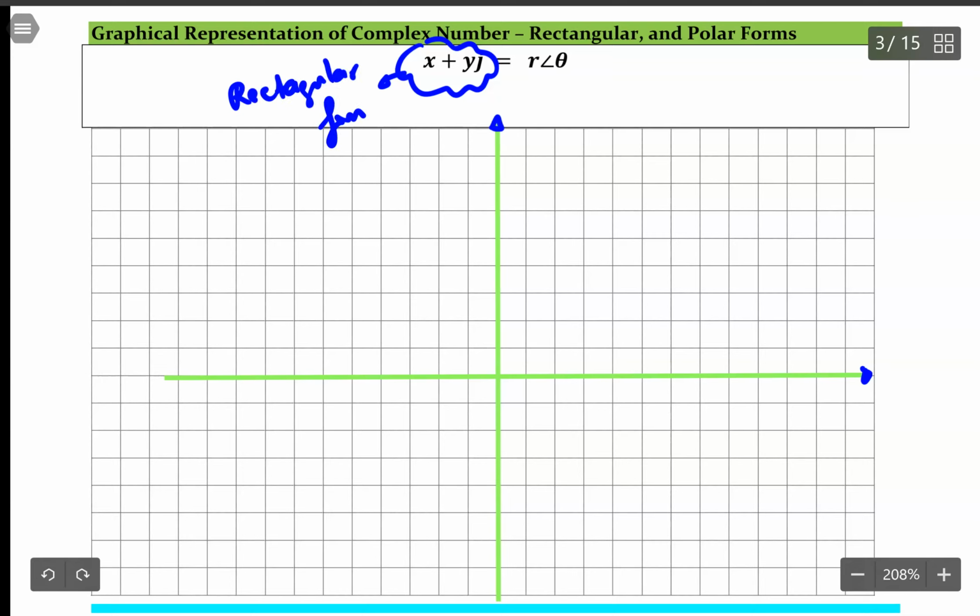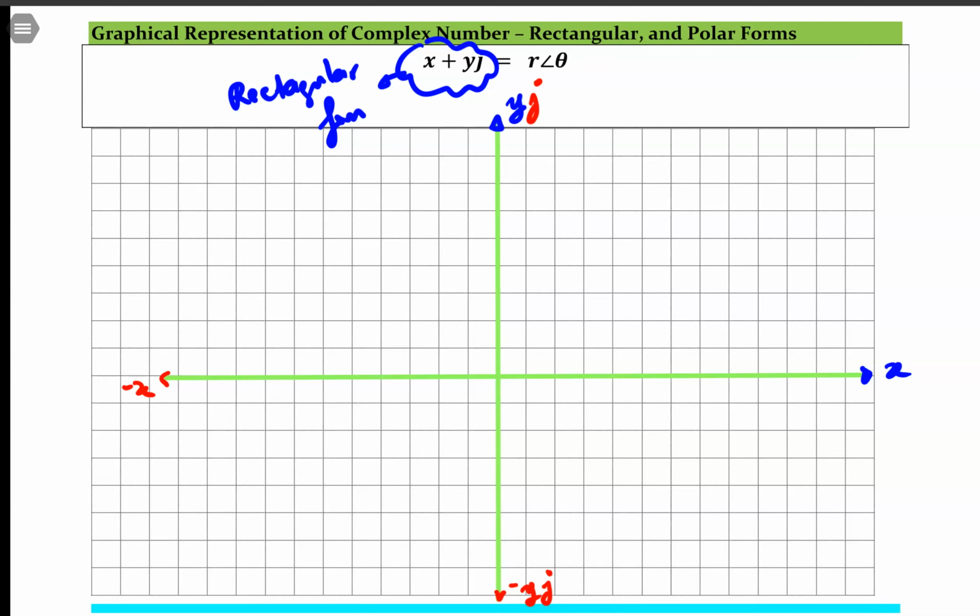For rectangular form, it's a representation right on this graph. So here is your y-axis, here is your x-axis. And I will attach the j with that to tell you that it is a complex plane. So I will have y times j, and down here I should have y times negative j. Okay, so here I have x, and here I should have negative x. There are two parts for this rectangular form.